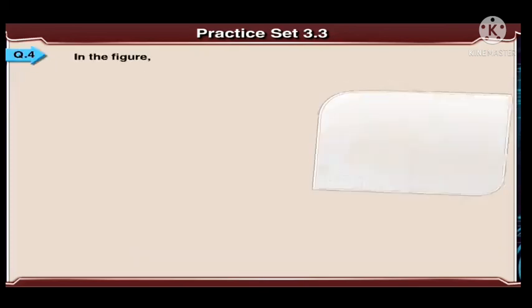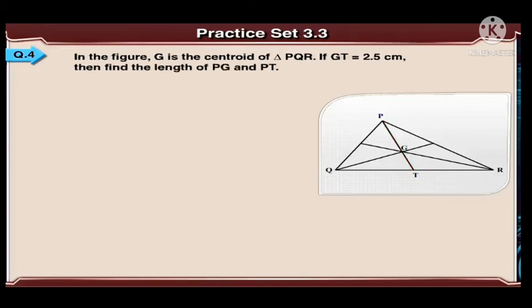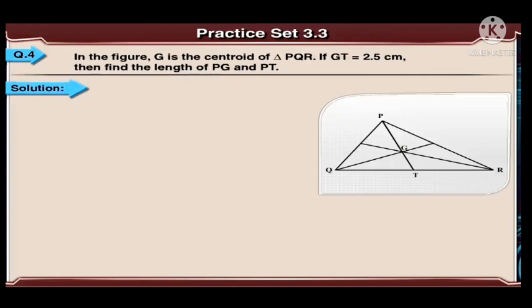Question number 4. In the figure, G is the centroid of triangle PQR. GT is equal to 2.5 centimeters. Then find the length of PG and PT. Solution. Look at the figure.